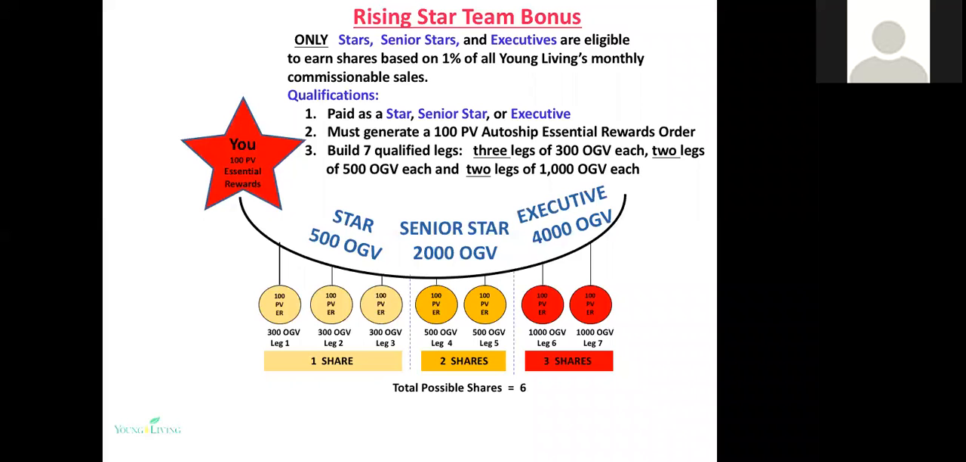Now, the next question that I usually like to ask when looking at this particular slide is, how many legs does a member need in order to reach the rank of Royal Crown Diamond? Now, I haven't shown a slide. Well, there was a slide last night. It was one of the beginning slides that showed the entire compensation plan. But the number of legs that are required to become a Royal Crown Diamond is 6 legs. So in essence, by building to this bonus, the Rising Star Team bonus, you've now built that foundation to help your organization grow so that you can become a Royal Crown Diamond.